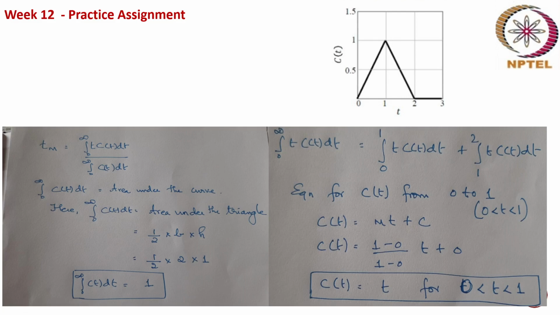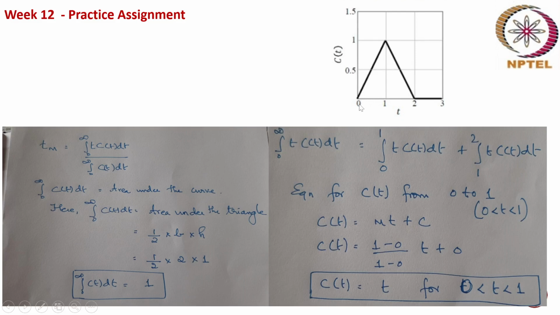The area of the triangle is half into base into height. The base is 2 and the height is 1. That means half into 2 into 1, which is equal to 1. So integral 0 to infinity C of t dt is equal to 1. Now we have to find the expression for the numerator, integral 0 to infinity t into C of t dt. If we look at the curve, it can be split into two straight lines.